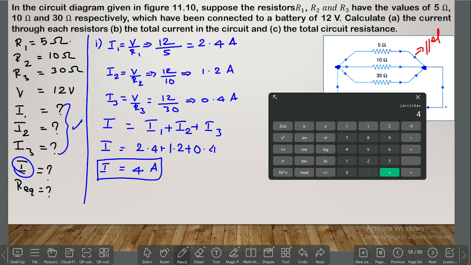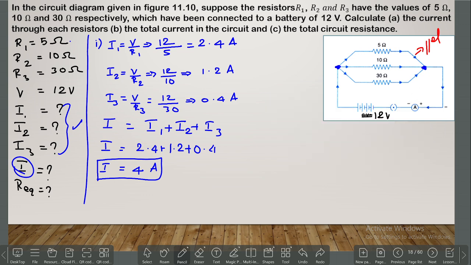This is going to be the net current passing through the circuit. Last, they are asking us to calculate the equivalent resistance. So what is the formula? What is the formula to calculate the net resistance in parallel? 1 by R equivalent is equal to 1 by R1 plus 1 by R2 plus 1 by R3.